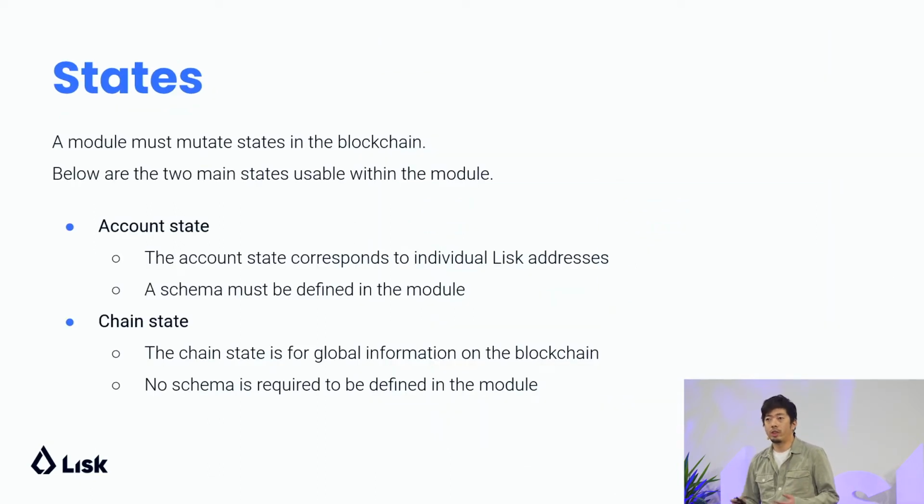So the module needs to mutate the states of the blockchain. To do that, we have prepared two states: one, account state, and another one, chain state. Account state is something that corresponds to each Lisk address. But sometimes it's not enough to just store data into the account. That's why we also created the chain state, which stores the global information on the blockchain.